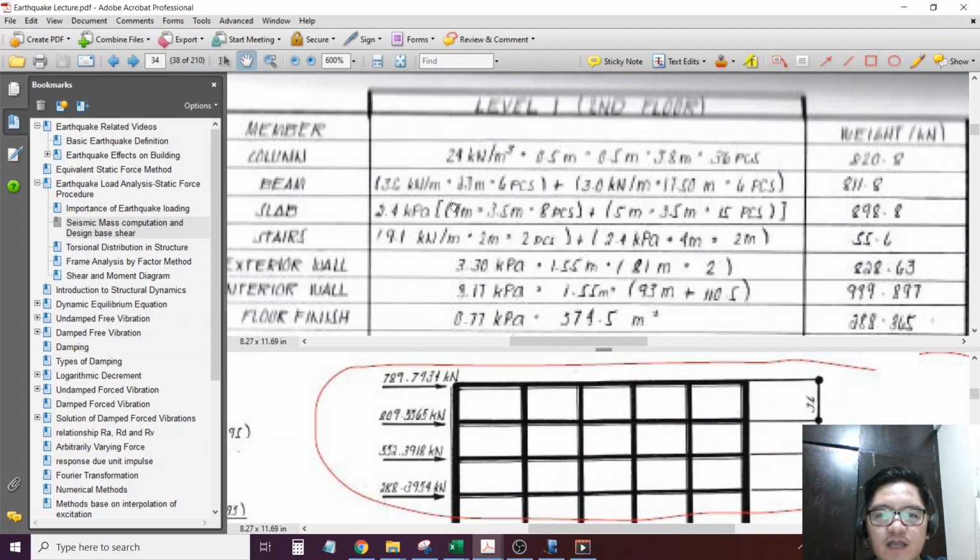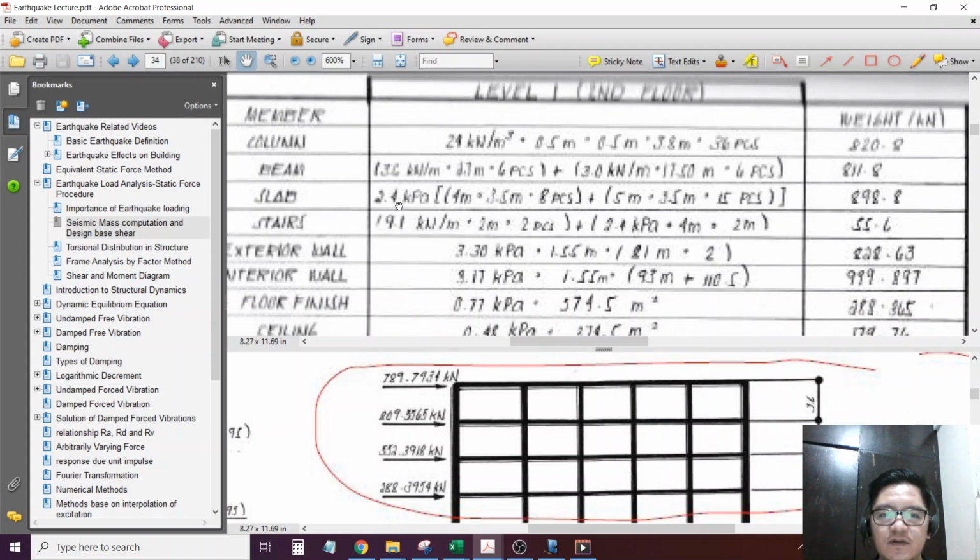Okay. For the slab, 2.4 kilopascal. Multiply mo doon sa panel, tapos kung ilang peraso. So, yan. Why 2.4 kilopascal? I think ang thickness ng slab nito is 0.1 meter or 100 mm. So, 0.1 times 24 kilonewton per cubic meter is 2.4 kilopascal. Okay, then the stairs, ito.